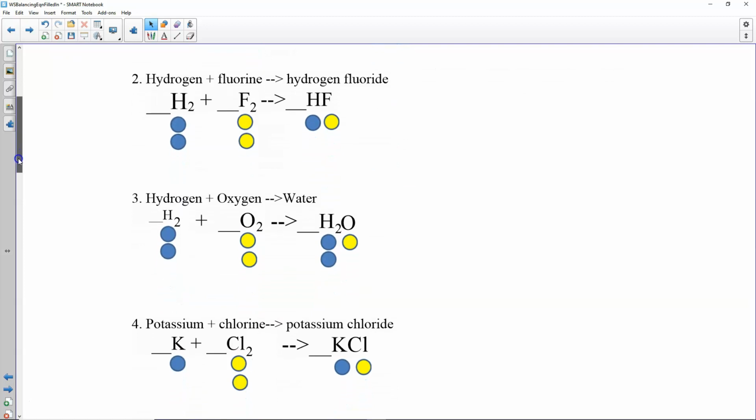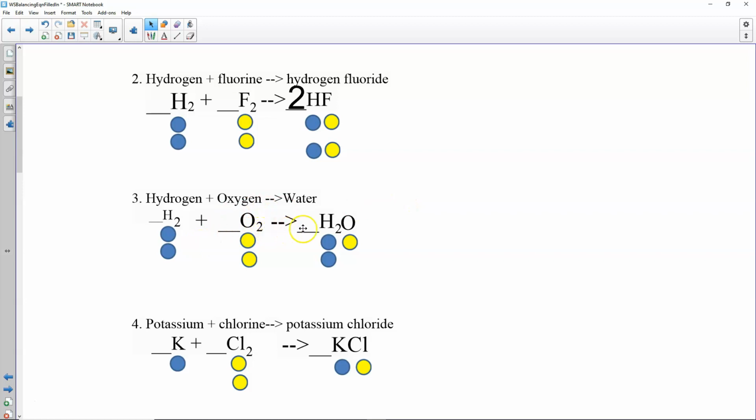Hydrogen plus fluorine going to hydrogen fluoride. H2 plus F2 goes to HF. We can see on the left there are 2 hydrogens and only 1 hydrogen on the right. On the left there are 2 fluorines but only 1 fluorine on the right. So we'll need to increase the amount of hydrogen and fluorine on the right. So we put an extra hydrogen fluoride molecule in. We will now have a balanced equation.